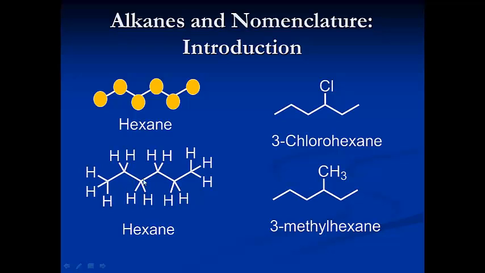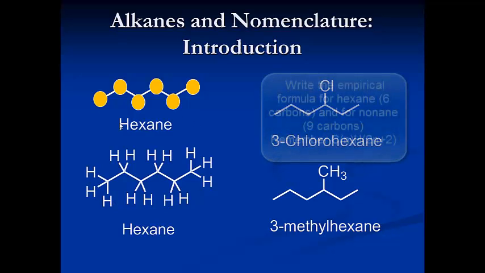And all of the other carbons have 2 hydrogens. And as a pop quiz, what is the empirical formula for hexane? You can do that by looking at it and counting the carbons and the hydrogens, or you can use the formula that we learned before. Remember, CnH2n+2.